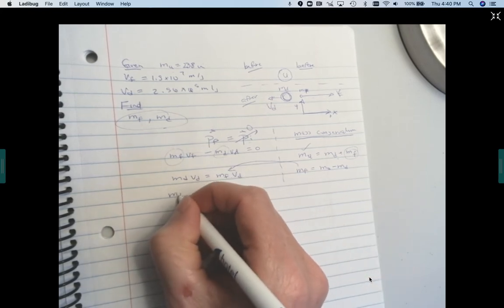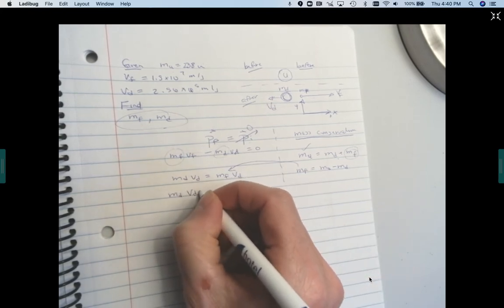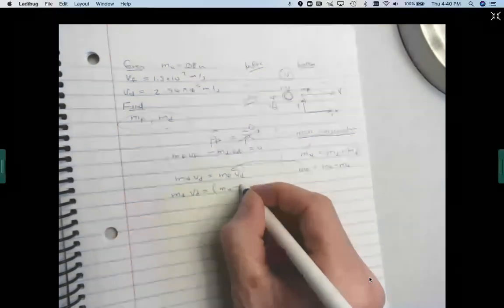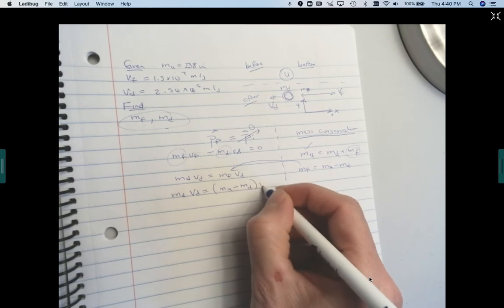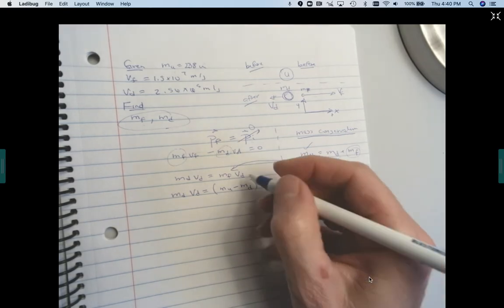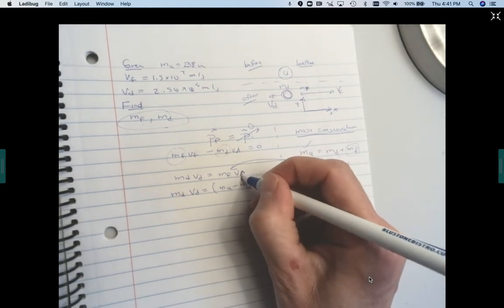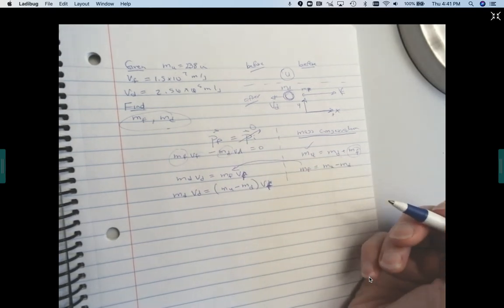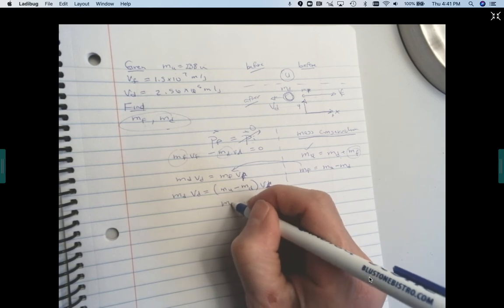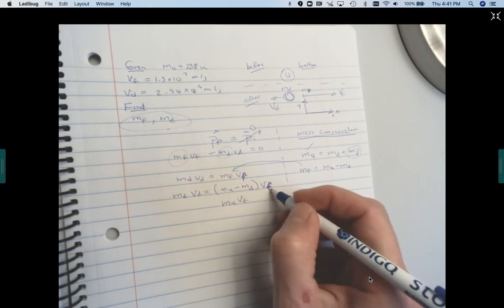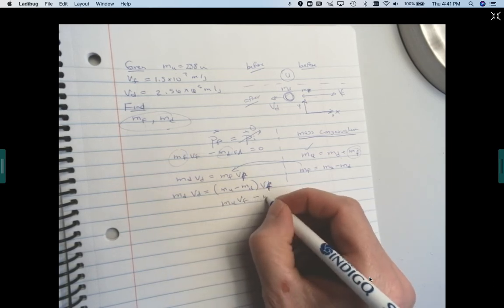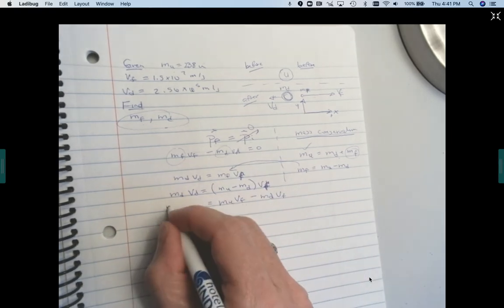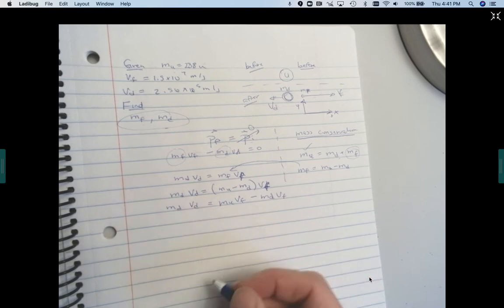So the mass of the daughter times the speed of the daughter equals the mass of uranium minus the mass of the daughter times the speed of the fragment. Nope, this is fragment. I don't know if you guys caught that. Hopefully you did. Okay, so the mass of uranium times the speed of the fragment minus the mass of the daughter times the speed of the fragment equals the mass of the daughter times the speed of the daughter.